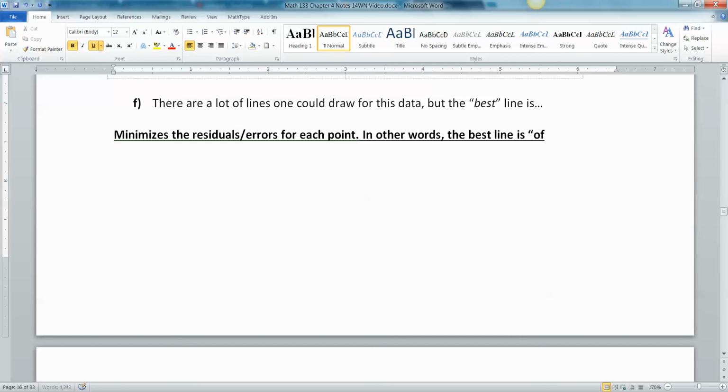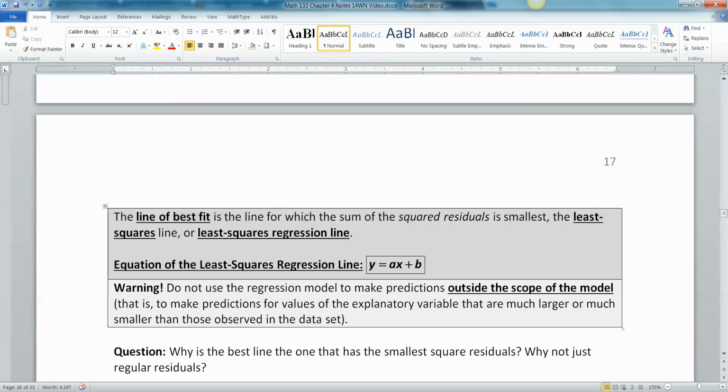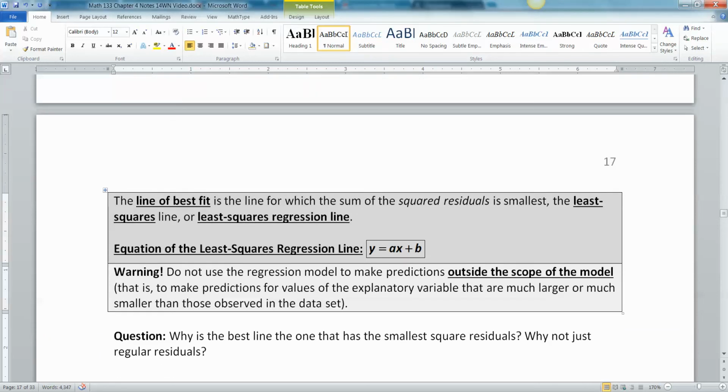Let me put "off" in quotes. Every line you draw is going to be off by a bit, and what you want is the one line that's off by the least amount possible. And that's the least squares regression line. Speaking of which, that's the definition, right? The least squares regression line, also known as the line of best fit, the linear regression line, the linear model, etc.